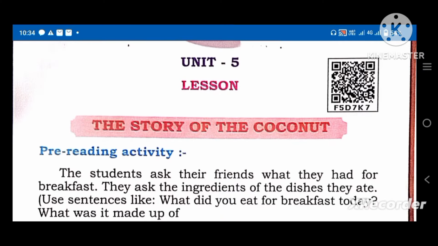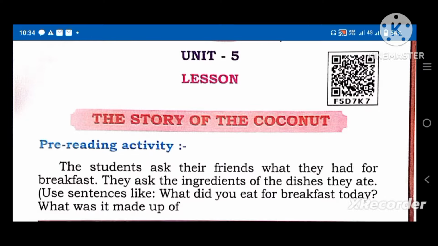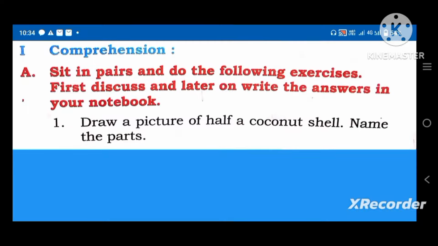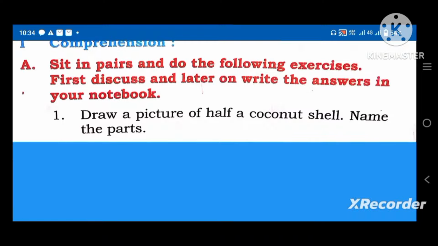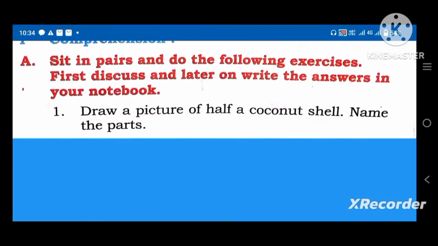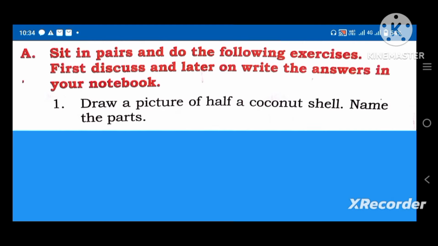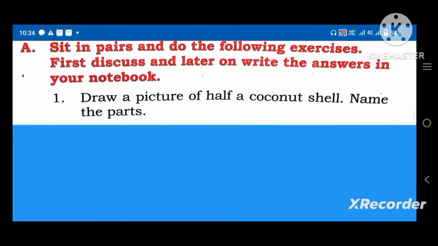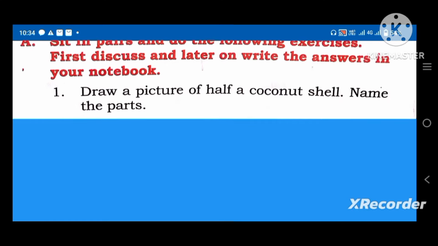Unit 5, Lesson: The Story of the Coconut. Comprehension. Main A. Sit in pairs and do the following exercises. First discuss and later on write the answers in your notebook. First one, draw a picture of half a coconut shell. Name the parts.